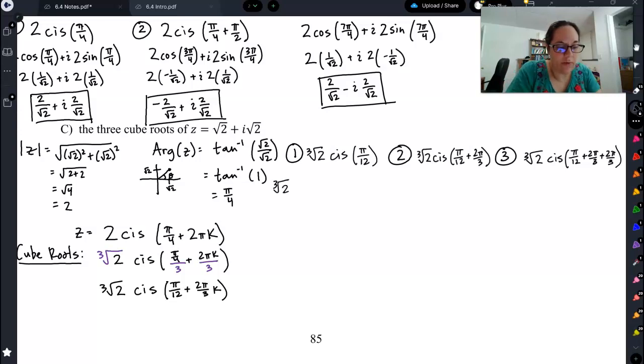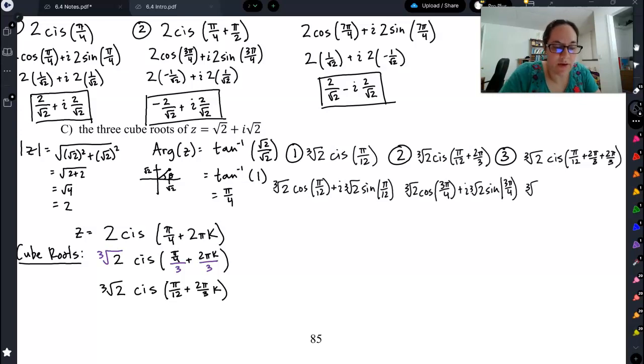So, cube root of 2 cosine of pi twelfths plus i cube root of 2 sine of pi twelfths for our first one. For the second one, cube root of 2 cosine of, if I do pi twelfths plus 2 pi thirds, that gives me 3 pi fourths, plus i cube root of 2 sine of 3 pi fourths. And the last one, if I have pi twelfths plus 2 pi thirds plus another 2 pi thirds, that gives me 17 pi twelfths.